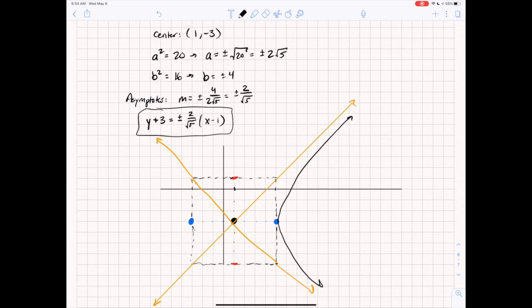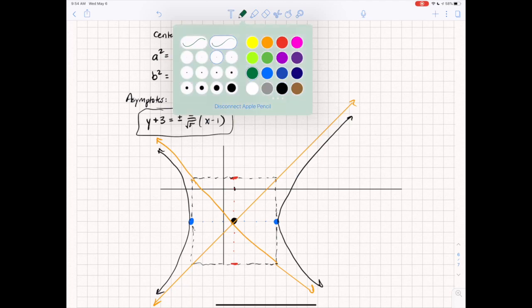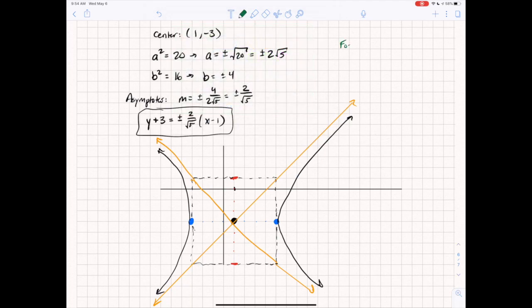One, there's two. And to find my focal points, c squared is equal to a squared plus b squared. So I get c squared is equal to 20 plus 16, which is 36. So c is plus or minus 6. So I can take the exact 6 steps here, and there are my focal points, and here's the graph of my hyperbola. All right, so that finishes out the final example here.